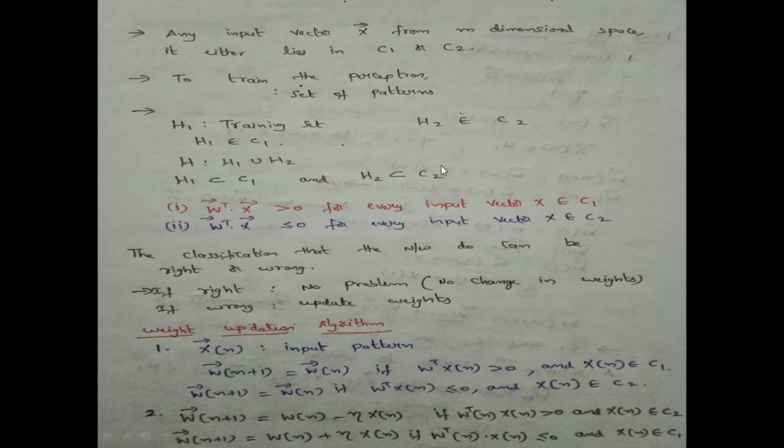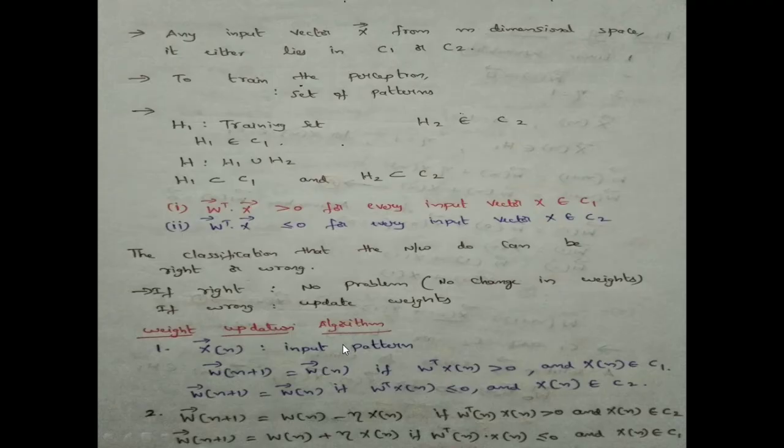So let us consider another case where we take the input pattern from the class H2. Obviously this pattern belongs to class C2, so the W transpose X value must be less than or equal to 0. But if you take a pattern from H2, which obviously belongs to C2, and its W transpose X value is greater than 0, obviously it is wrong. So at this moment we need the updation of weights. For this reason we will see the weight updation algorithm.